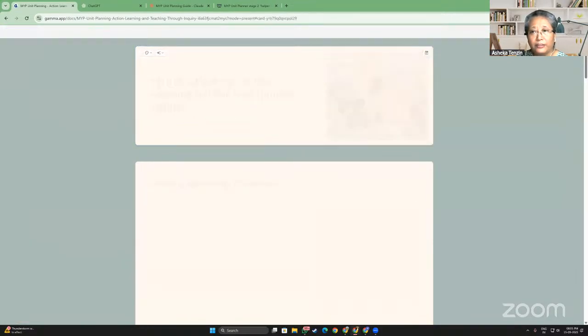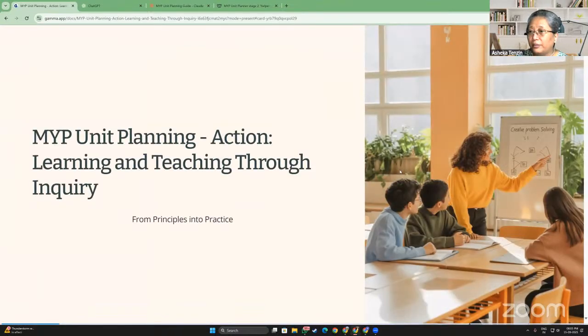So if you look at what does action contain, it is the second phase or the second stage of the unit planning. And what happens here is teaching and learning. How teaching and learning takes place through inquiry. You will see this in this particular stage.